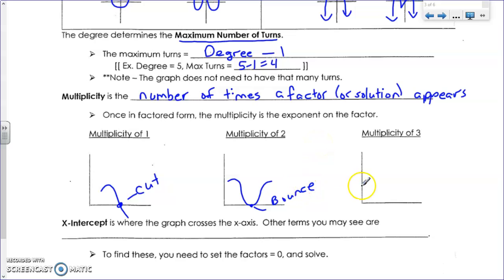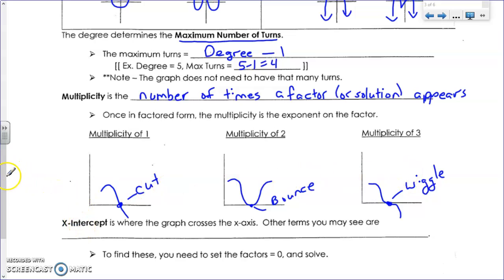Okay? If you have a multiplicity of 3, this is the one that's kind of hard sometimes to see, but it goes flat through there, and we call it a wiggle. Now, these aren't mathematical terms. These are terms to help you remember. Okay? So you're not going to find these in any math books. This is a teacher made this up, and it made sense, and we just use it sometimes.